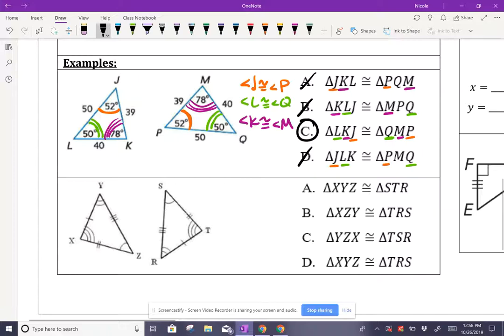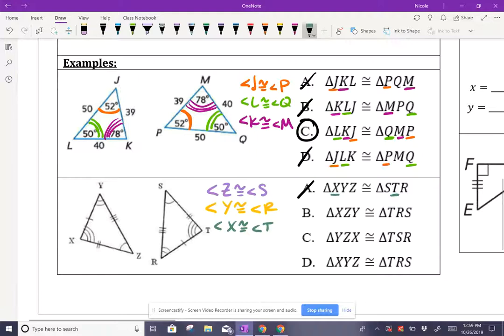So let's repeat these steps again with our next example. All of our angles are already matched up for us. So if we want to just list them out, we have angle Z is congruent to angle S. Angle Y is congruent to angle R. And angle X is congruent to angle T. So looking at our list of possibilities, let's go match up our letters. X is listed first for option A, so T should be listed first, which it is not. So we can immediately say nope to option A.